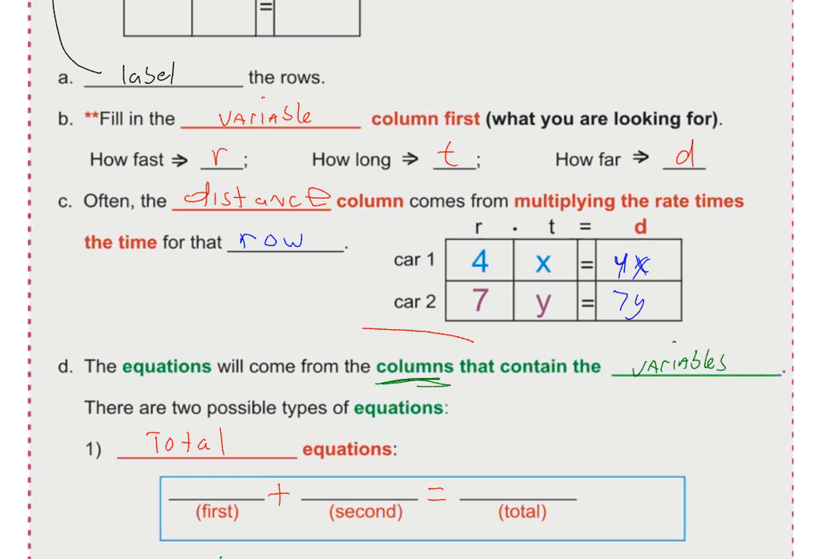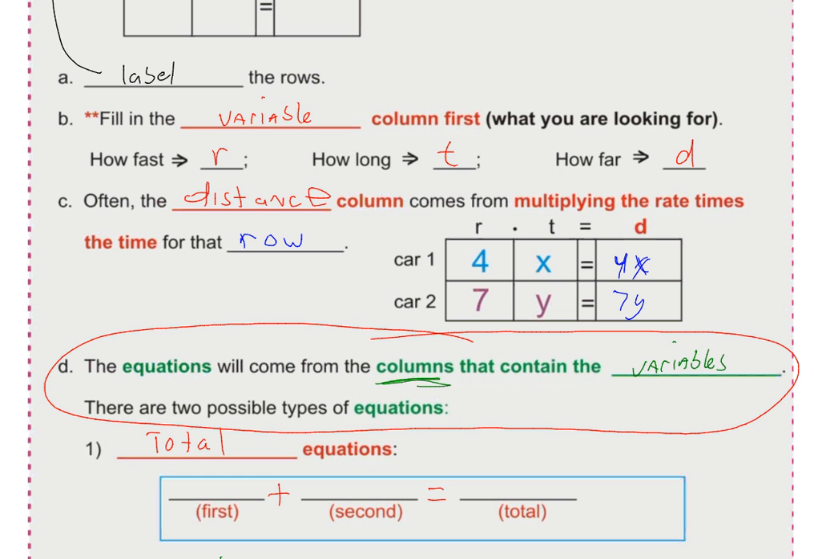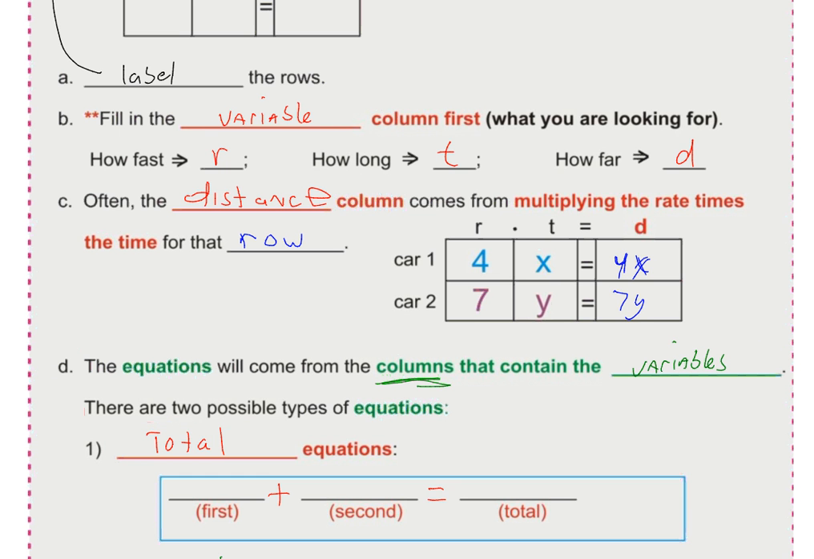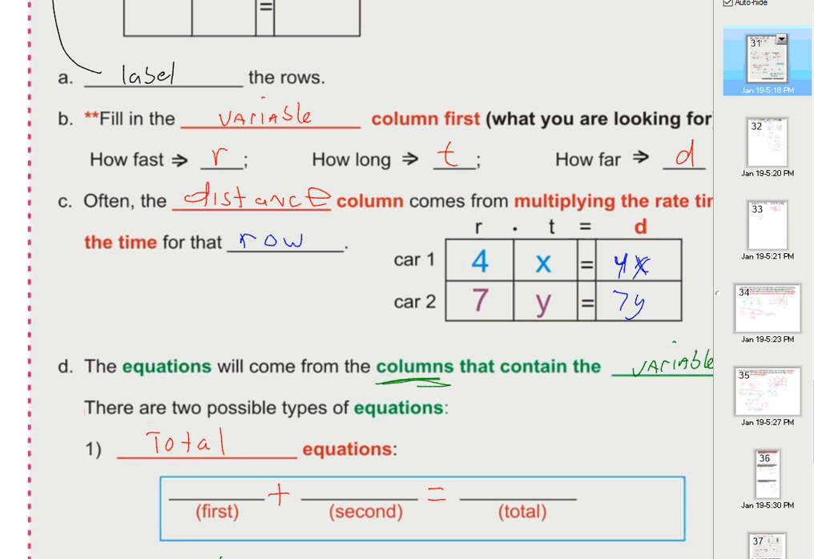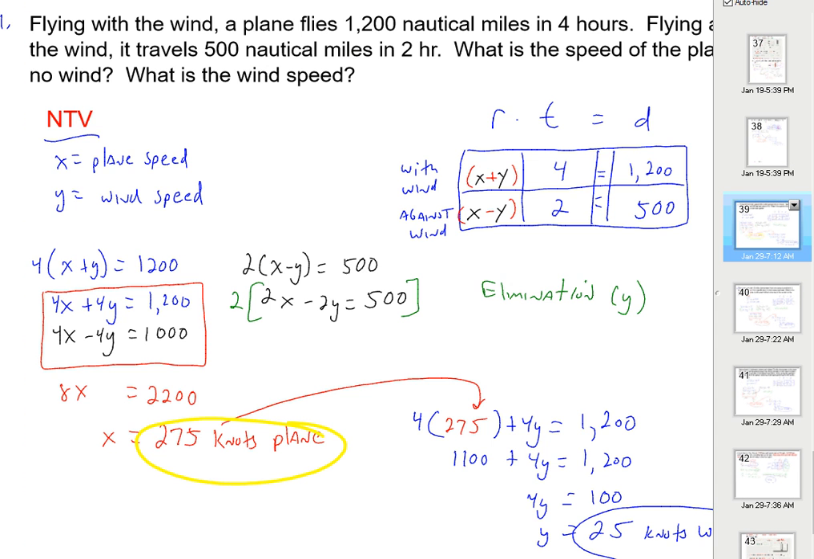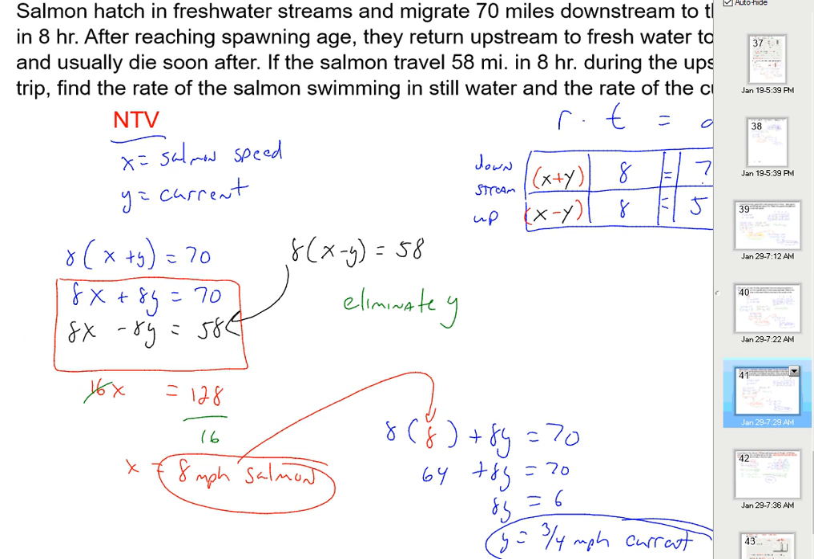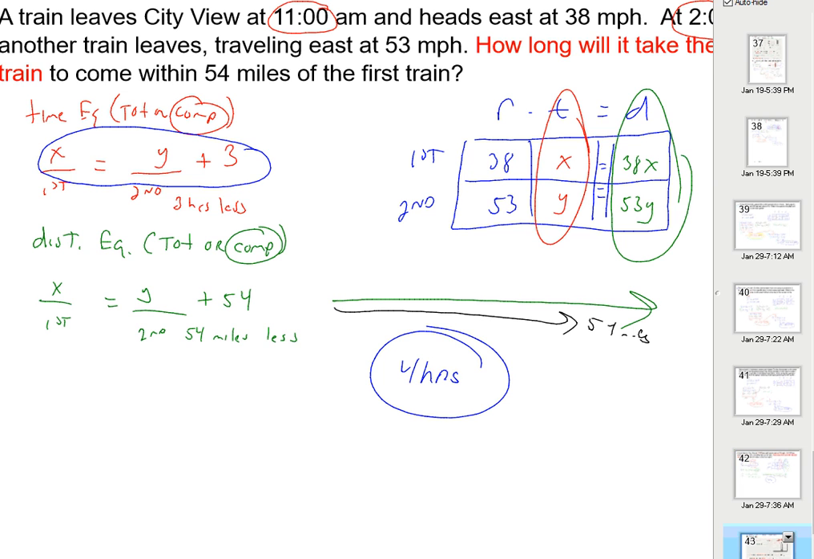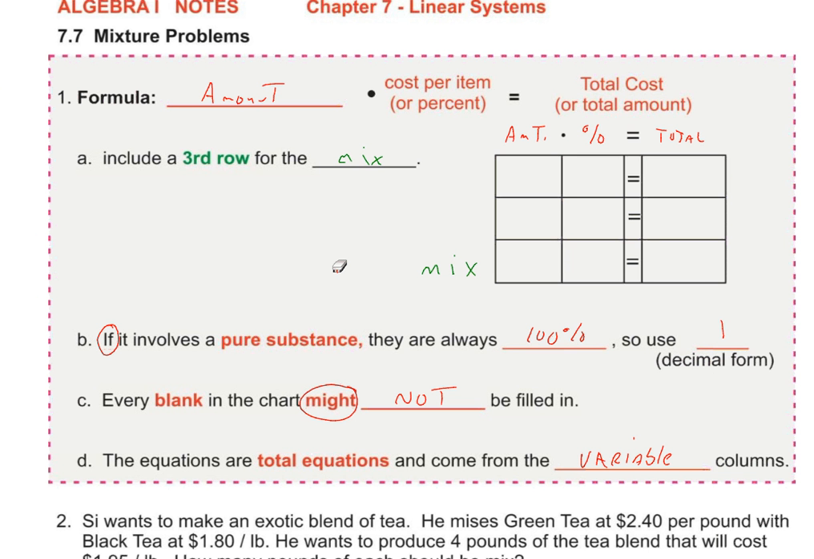The equations will come from the columns that contain the variables. This is the variable columns from which we will get our equations. All right, where am I? Somewhere down the road here. About there. Nope. There. Nope. There. Yeah. All right.